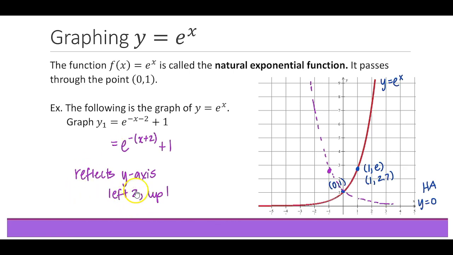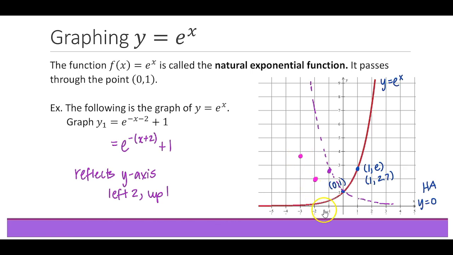And then all at once, I'm going to shift everything left 2, up 1. So I'm going to go ahead and switch myself to a different color, and then I'm going to go ahead and go left 2, up 1. So first I'll move 0, 1, left 2, up 1. And then I'll go ahead and move my negative 1, e point. So I'm going to go left 2, and then up 1. So I want to be at about negative 3 and then 3.7.